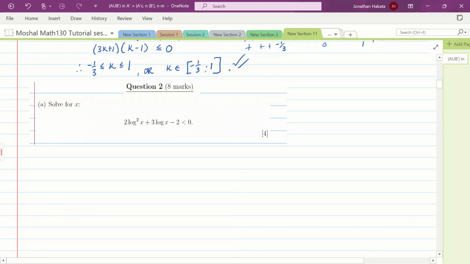equation in log x. So I can just say let y be equal to log x, such that the equation becomes 2y squared plus 3y minus 2 less than 0. Okay? Then let's try to factorize. I'm looking for, if I say 2 times minus 2, I'll get a negative 4. If I add, I should get a 3. I'm looking for two numbers. What are those two numbers?